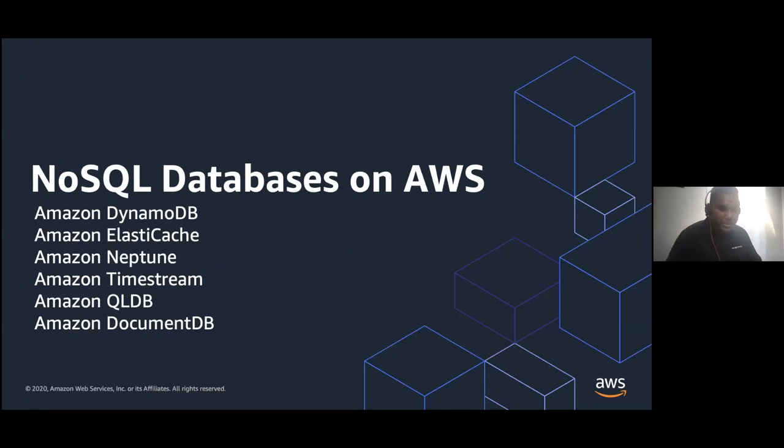which is the NoSQL databases on AWS, right? Some of the NoSQL databases on AWS are Amazon DynamoDB, Amazon ElastiCache, Neptune, then there is Timestream, QLDB, and DocumentDB, right? As I mentioned previously, for the sake of this session and for your certification exam, I may not be going through all of them. I will be touching the main ones that you would be expecting in your certification exam. So let's start with that.